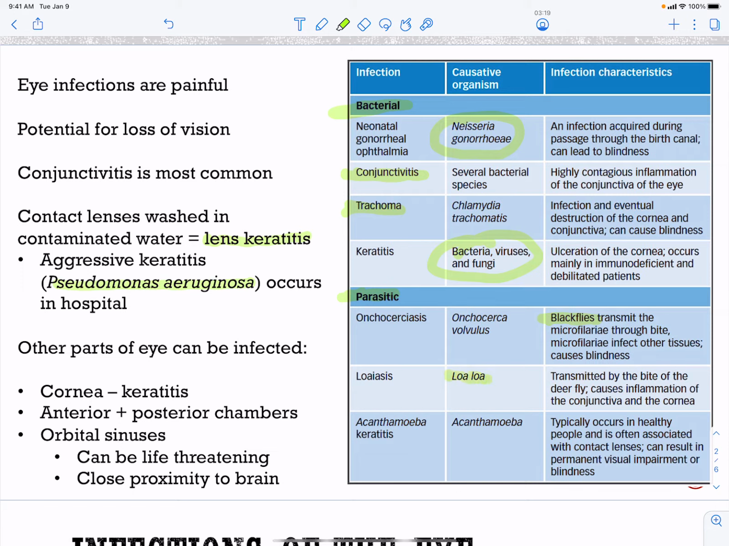Loa loa is another type of a worm, and this is going to be transmitted by the deer fly, and it's going to be causing conjunctivitis and an infection in your cornea. And we'll show you a picture, and you can actually see this worm in the eye itself. And then, of course, acanthamoeba was associated with contact lenses because people would use unsanitary conditions to clean their contact lenses. This is an amoeba, and it can cause a lethal brain infection.